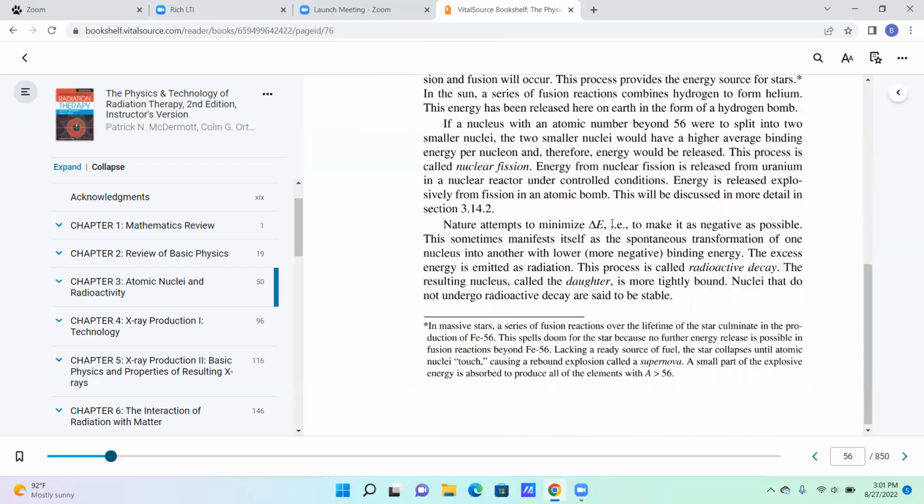Nature attempts to minimize the change in energy, in other words, make it as negative as possible. This sometimes manifests itself as a spontaneous transformation of one nucleus into another with lower binding energy. The excess energy is emitted as radiation, so the process is called radioactive decay. The resulting nucleus, called the daughter, is more tightly bound. Nuclei that do not undergo radioactive decay are said to be stable.